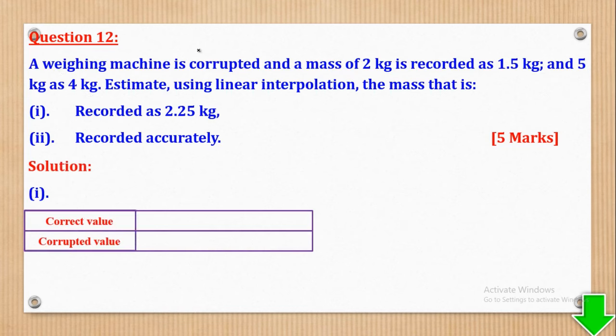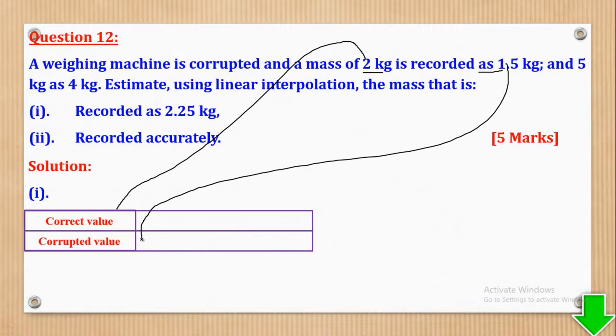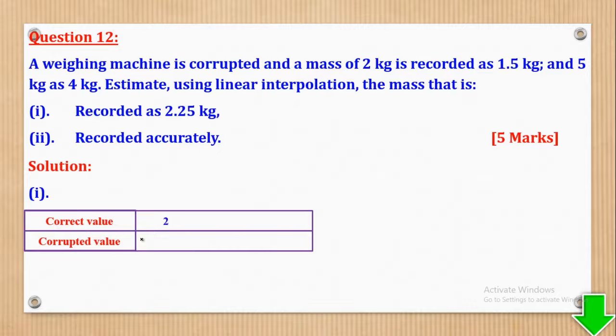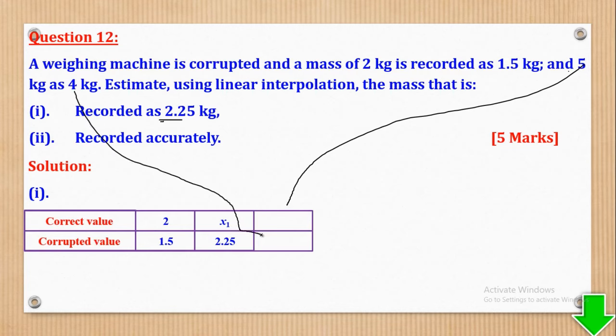So here they said a weighing machine is corrupted and a mass of this is recorded as this. So this is the correct value and this will be the corrupted value. So you come and put those values there. Then this 2 recorded as this, it means that this is the corrupted value. Then here 5 as this, it means that 5 is the correct value and 4 is the corrupted value.